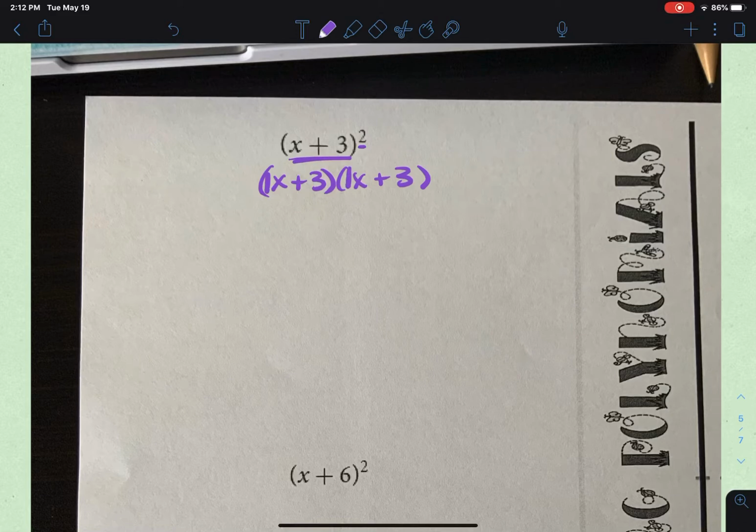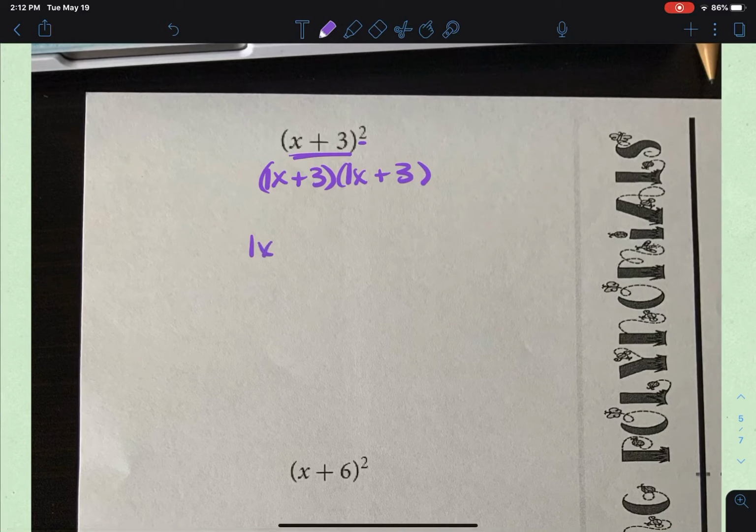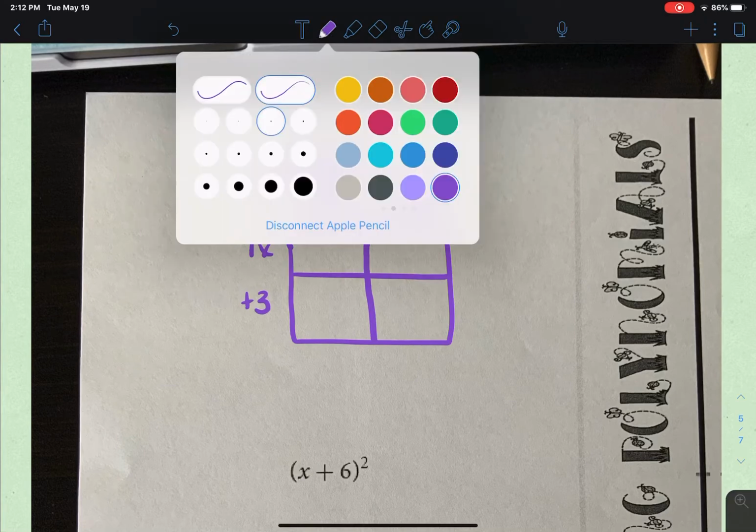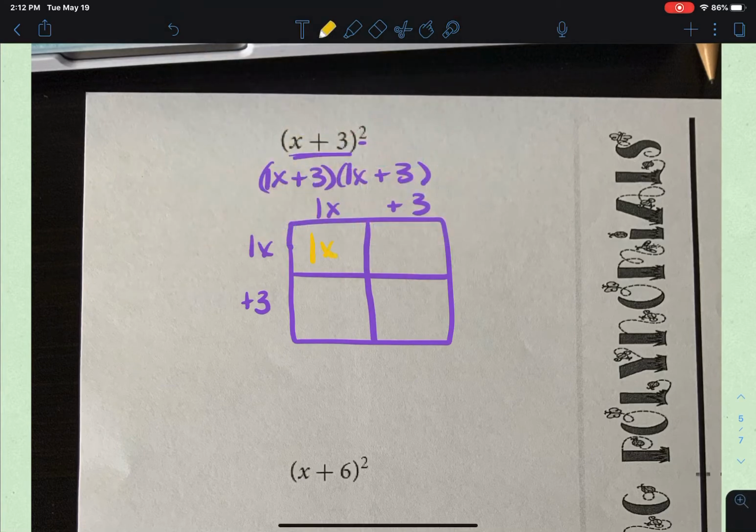And then we go ahead and set up our box just like before. So 1x plus 3 and 1x plus 3. And then I'm going to start to multiply. So 1x times 1x is 1x squared.